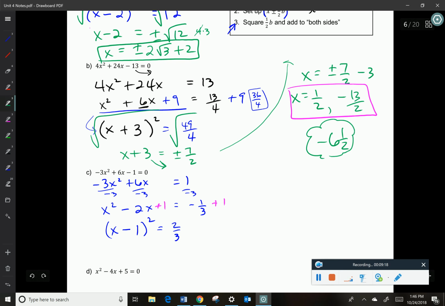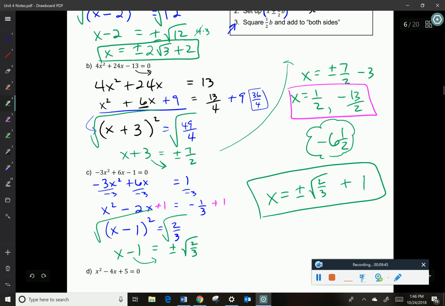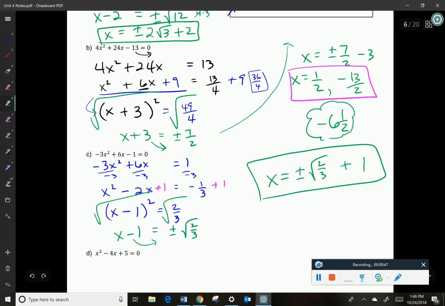Okay, so now if I want to solve it, I'm going to take the square root of both sides. So I've got x minus 1 equals plus or minus square root of 2/3. And up here, it came out nice and neat to be 7/2. But if it doesn't come out nice and neat, no big deal, just leave it as a square root. So if I finish solving, in other words, if I add the 1 to the other side, I'm going to have plus or minus square root of 2/3, and then out at the end, plus 1. And like I said, if the square root doesn't simplify, no big deal, just leave it.